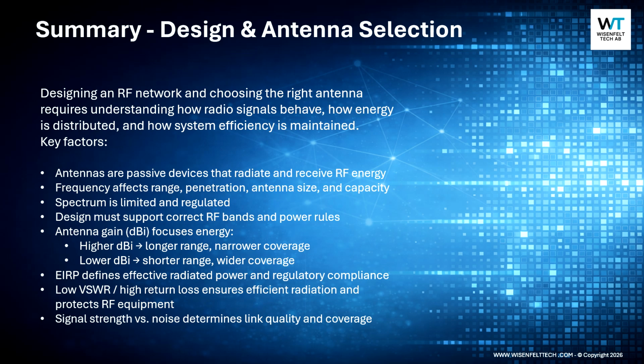Antenna gain, expressed in dBi, was explained as a way to focus energy. Higher gain provides longer range with narrower coverage, while lower gain offers shorter range with wider and more even coverage. We then connected this to EIRP, which defines the effective radiated power of a system and plays a key role in both coverage planning and regulatory compliance. Finally, we looked at the importance of impedance matching. Low VSWR and high return loss ensure that power is radiated efficiently and that RF equipment is protected from reflected energy. We also saw how signal strength in relation to noise determines link quality and coverage.